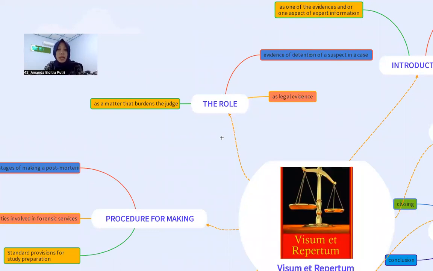Okay, from the explanation that has been presented, we can conclude that the Visum et Repertum is very important and useful in disclosing criminal acts, determining the cause of death, and determining the cause of the crime.